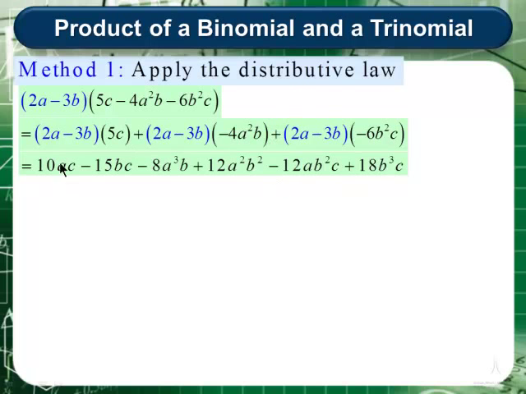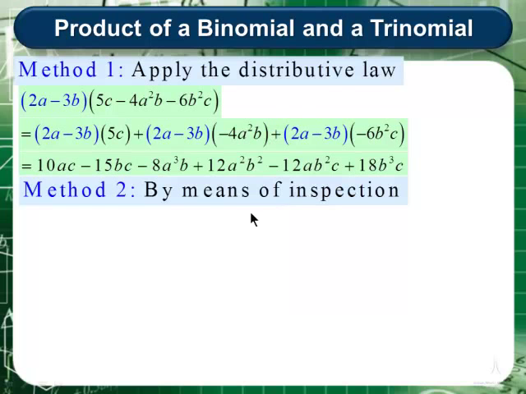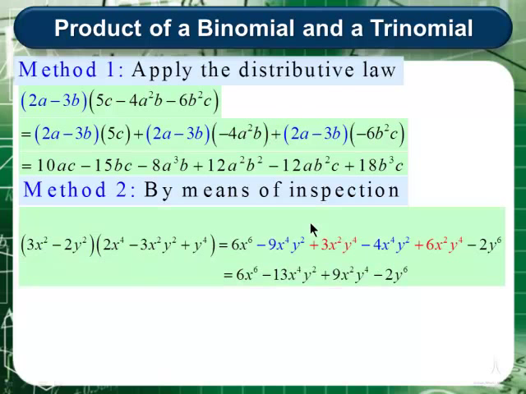Note that no 2 of these 6 terms are in fact similar, so no simplification is possible in this case. Let's have a look at the second method that we saw before as well, where we apply inspection to multiply a binomial and a trinomial.